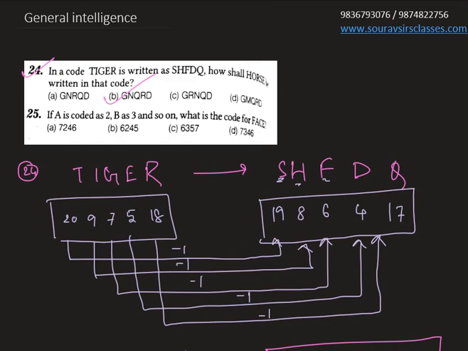Therefore option B is the right answer. Okay, so we have solved the first question. Now we need to solve the second one. Let's see what is in this problem. If A is coded as 2, B as 3, and so on, what is the code for face?